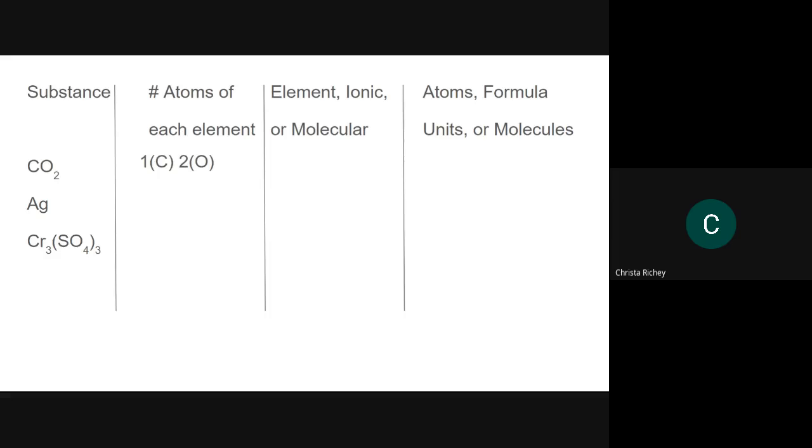Carbon dioxide, is it an element? Is it an ionic compound, or is it a molecular compound? It is molecular. I know that because these are both non-metals, but also when I named this, it's carbon dioxide, and if you hear prefixes, those are moleculars. So the particle of a molecular compound, is that an atom? Is that a formula unit? Or is that a molecule? It is a molecule.